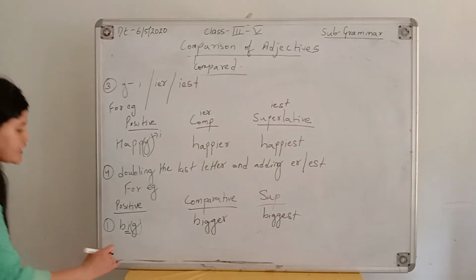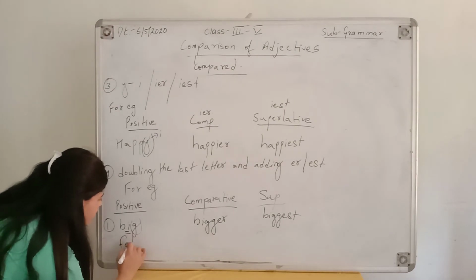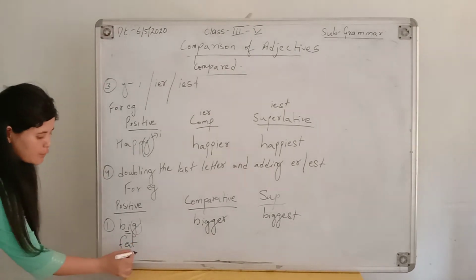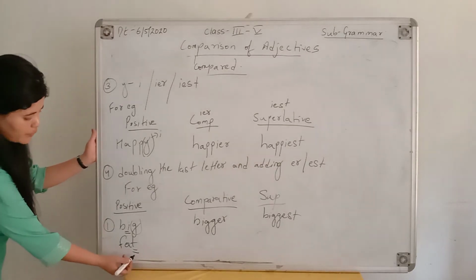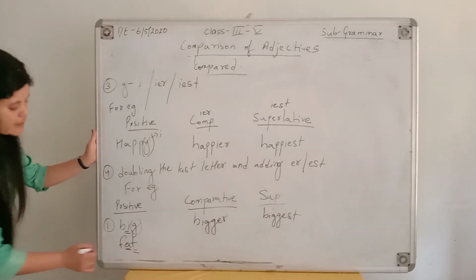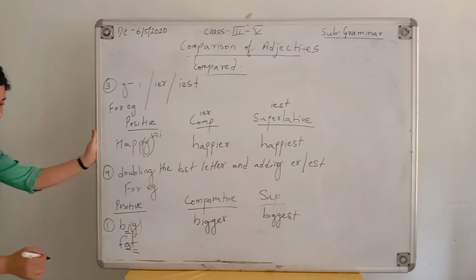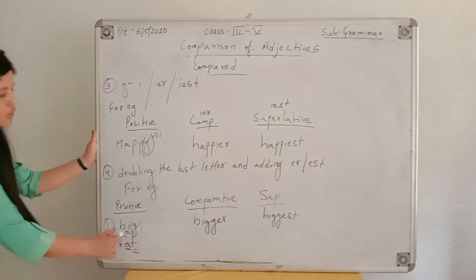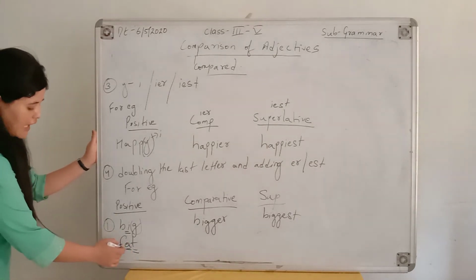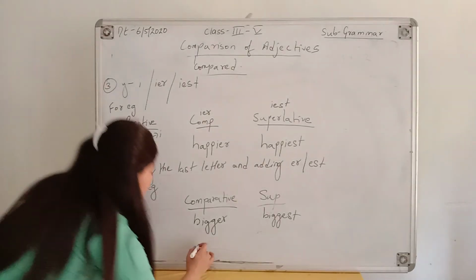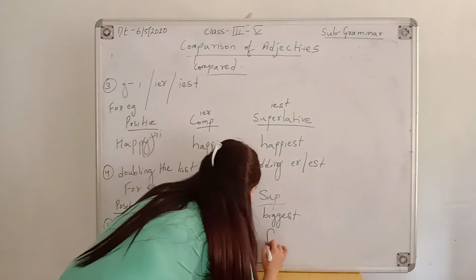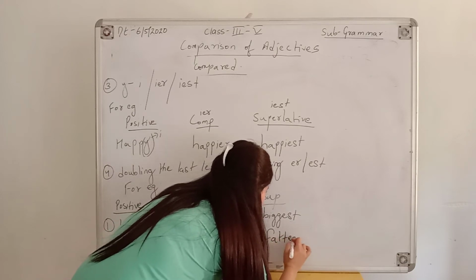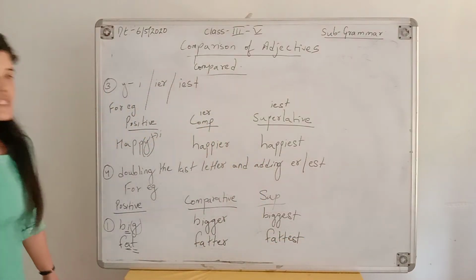Another example, we can write it as fat. Over here also you can see this word is ending with a consonant, and before the consonant there is a vowel. So here also we will double the last letter. In comparative it will become fatter, and in superlative it will become fattest.